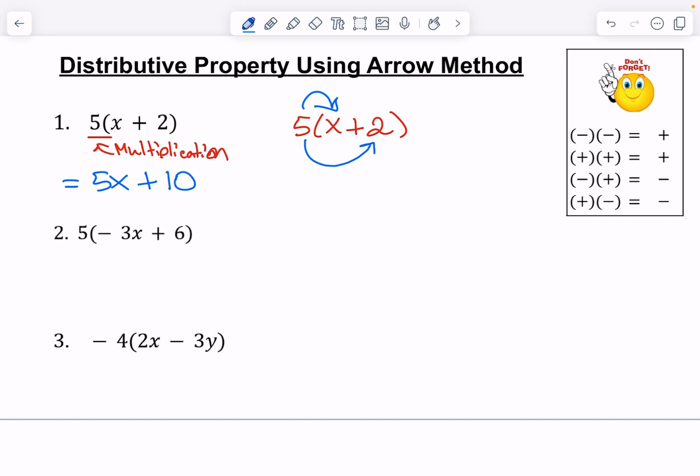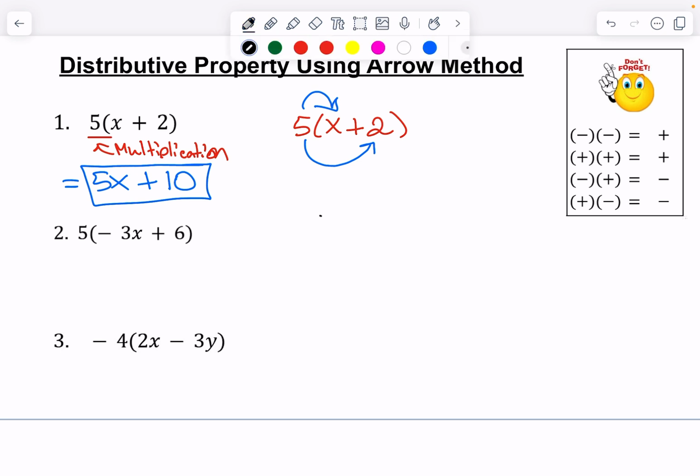Notice the 5x has a variable x and 10 does not. That means they are not like terms and we cannot combine them. So this is our final answer. As you can see with the arrow method, we're using arrows to keep track and make sure that the number on the outside multiplies with everything on the inside of the parentheses. Let's try the next problem.